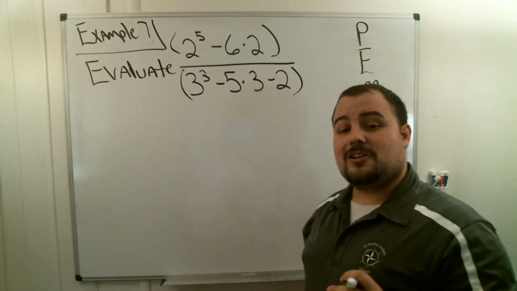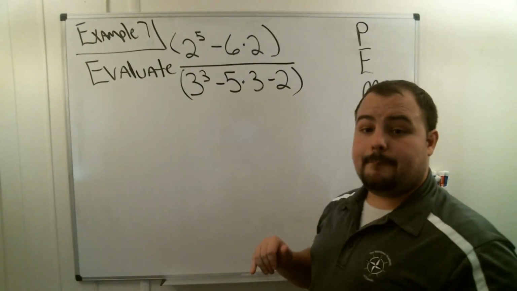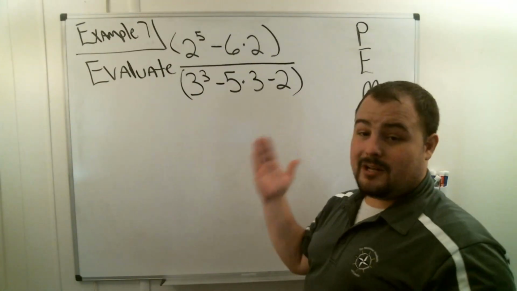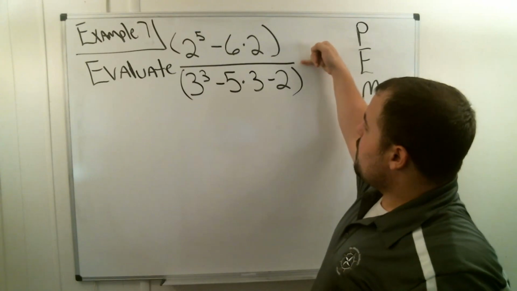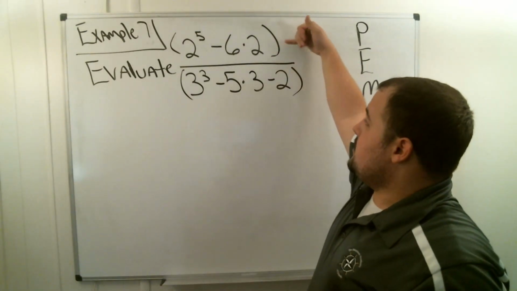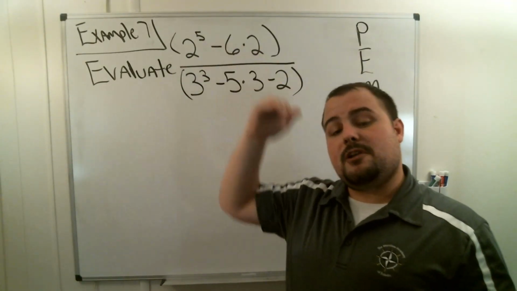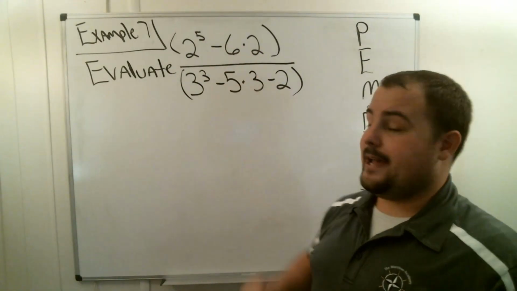Because what a parenthesis tells us is we have to solve everything up top, solve everything down below, because they're both inside parentheses, and then we do this line that means division. So we're going to take the top answer divided by the bottom answer, but we first have to solve the top, then we have to solve the bottom before we actually do that.